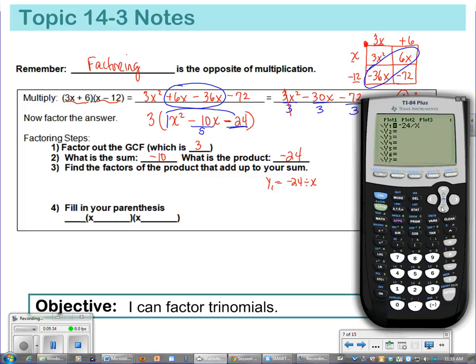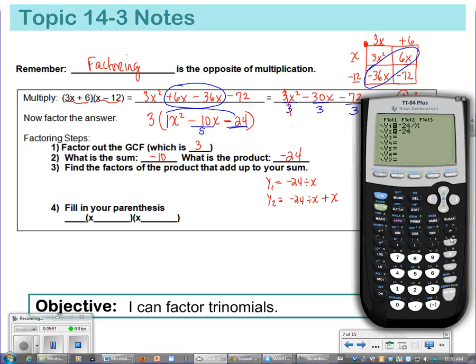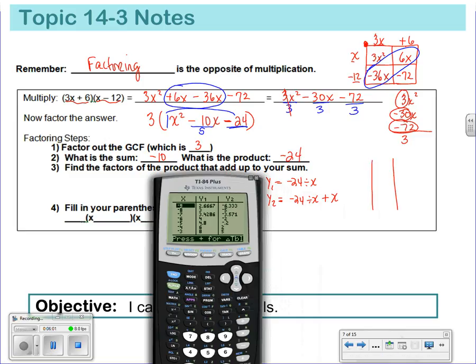However, I also need to know what two numbers will add up to be a negative 10. So in Y2, I'm going to put the exact same thing I put in Y1, negative 24 divided by x, but now I'm going to do plus x because I need it to add up. So let's type in negative 24 divided by x plus x. Now when I look at my table, I have 3 columns. And in my 3 columns, I'm going to use it in order to find my factors that will multiply to give me negative 24, but they need to add up to be negative 10.